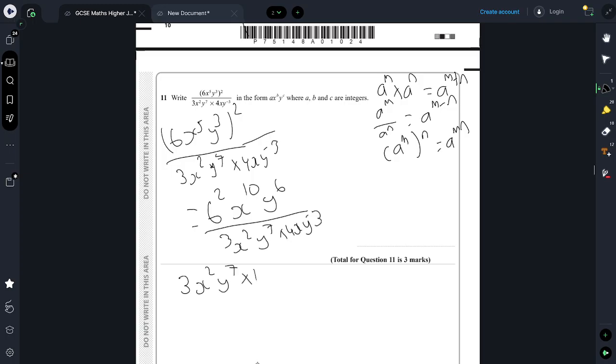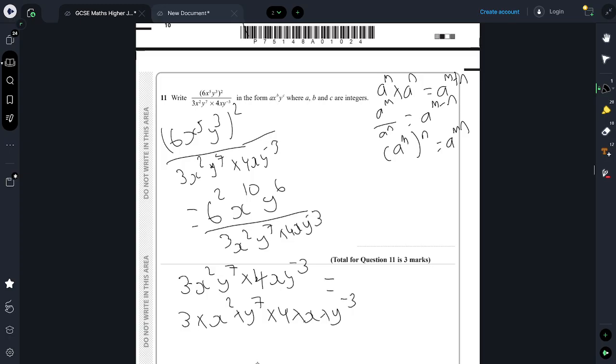3x squared y to the 7 times 4 x y to the minus 3. Let's do this individually. Bear in mind, what this is saying is almost the same as 3 times x squared times y to the 7 times 4 times x times y to the minus 3. Because if we remember with algebra variables, if we put them together, there's a secret times in them. So all we're doing is timesing everything together. With that in mind, let's break this down part by part.